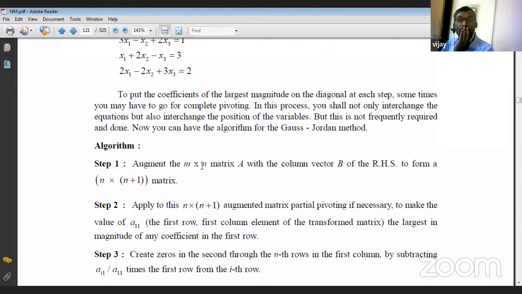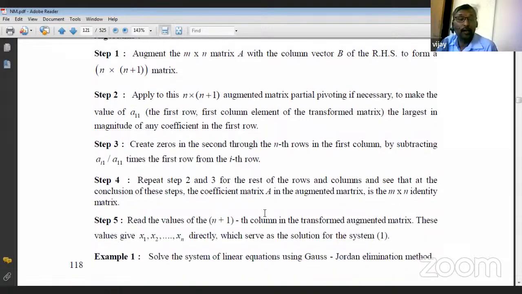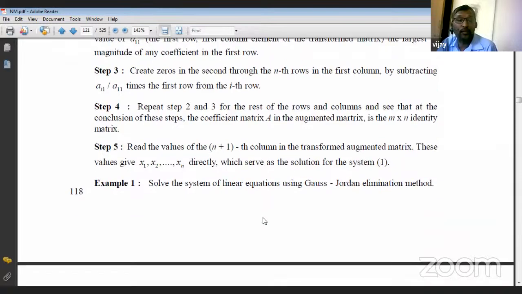The augmented matrix is the n into n plus 1 matrix, with B as the last column. Partial pivoting is necessary to place the largest element in the first row, first column of the augmented matrix. Create zeros in the second row and the other rows of the first column by subtracting a21 by a11 times the first row from the next row. Repeat steps two and three for the rest of the rows and columns, and see that at the conclusion of these steps, the coefficient matrix A of the augmented matrix becomes the identity matrix.